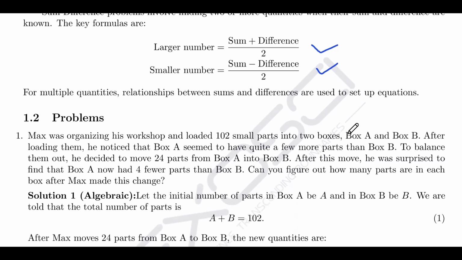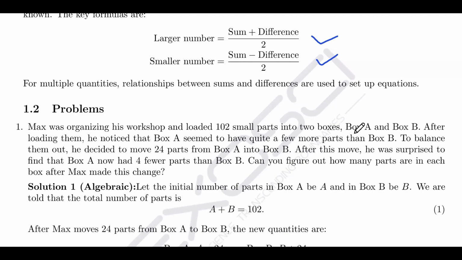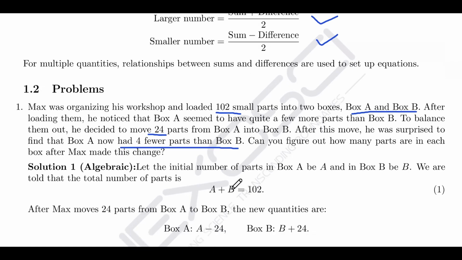Let's look at our first example. Max filled two boxes, box A and box B, with a total of 102 small parts. He then moved 24 parts from box A into box B. After the move, box A had 4 fewer parts than box B. Let's solve this by equations.